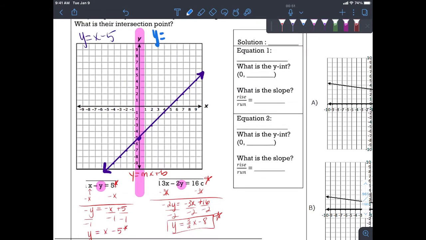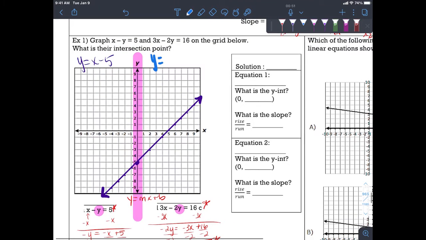Y equals 3 halves x minus 8. All right, so first thing I'm going to do is look for that negative 8 on my y-axis. It's going to be here. And my slope tells me 3 up, 2 to the right.